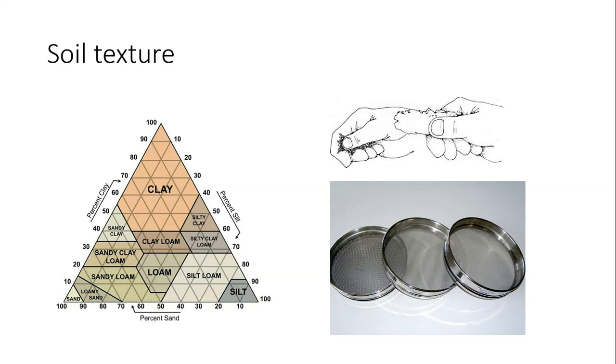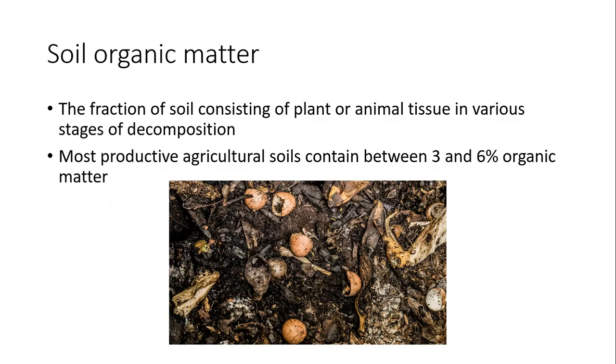The sieves on the lower right have different size mesh, allowing us to physically separate sand, silt, and clay. From there, you can use the percentage of each component by weight, as well as the soil texture triangle on the left, to determine your soil type. Soil organic matter is the fraction of soil consisting of plant or animal tissue in various stages of decomposition. Most productive agricultural soils contain between 3 and 6% organic matter.